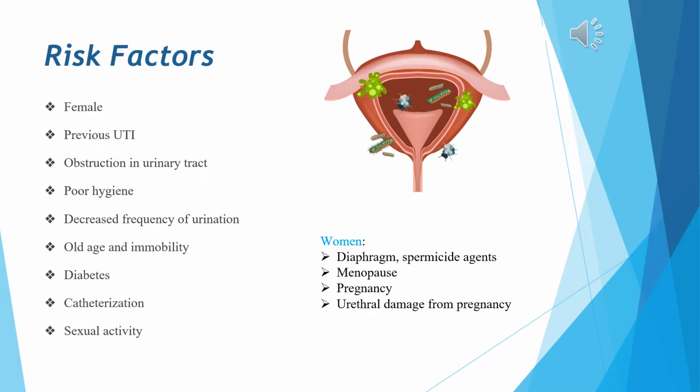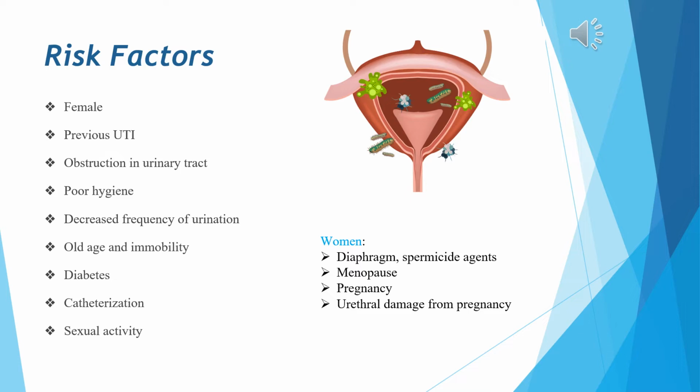Some people are at higher risk of getting a UTI. As I previously mentioned, UTIs are more common in females because their urethras are shorter and closer to the rectum, which makes it easier for bacteria to enter the urinary tract. Other risk factors specific to women include certain types of birth control. Women who use diaphragms for birth control may be at higher risk, as well as women who use spermicidal agents.